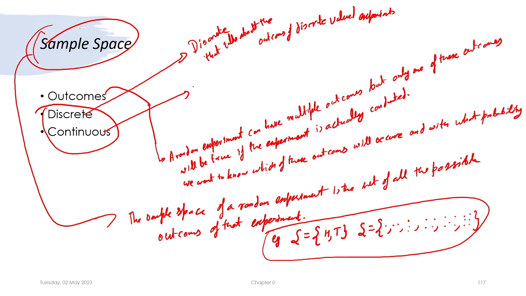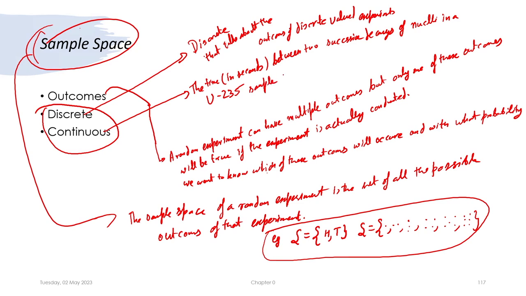So, these are the examples, and it can be the continuous variety, say a continuous sample space or a continuous valued random experiment can be the time in seconds between two successive decays of nuclei in a uranium-235 sample or plutonium-239, any radioactive element. Two successive nuclear decays sounds slightly ominous. So, let us say two successive decays of nuclei in a uranium-235 sample. So, it can be 1.001 seconds, 1.002 seconds, or 0.000 something seconds. So, it all depends. So, a continuous sample space is like the set of real numbers.